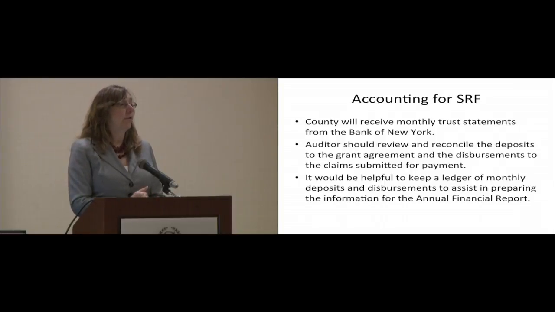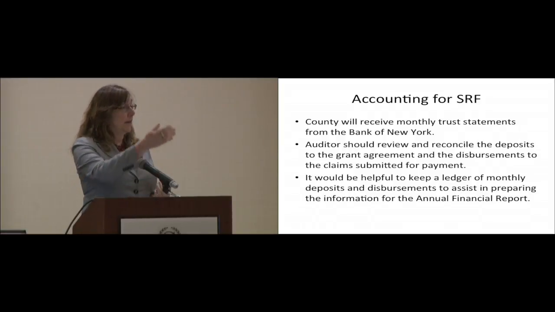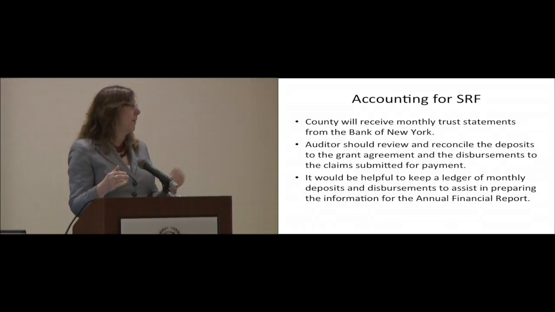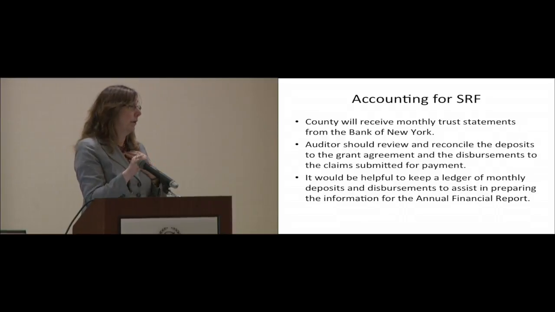So you need to make sure that you look at, if you've sent a claim in, and I believe you do receive a notification when they put the money in the account from the Bank of New York. In addition to that statement, you'll get it so you know that it's been approved. So you want to make sure that what's been paid out and what's been put in is what you approved originally.